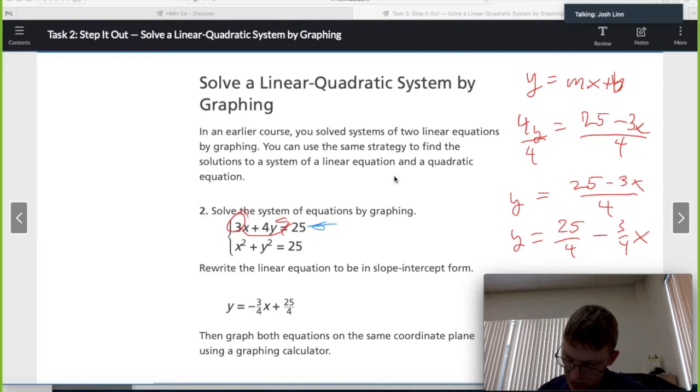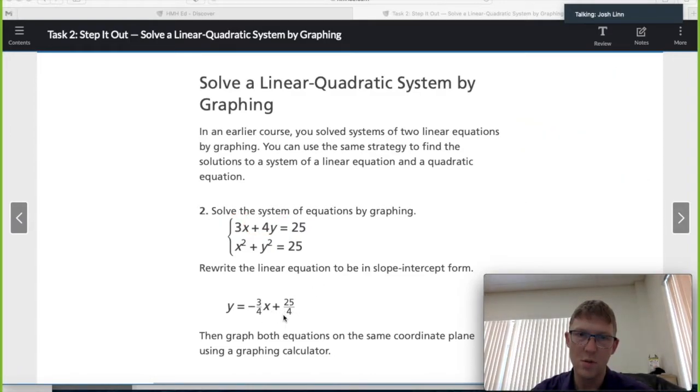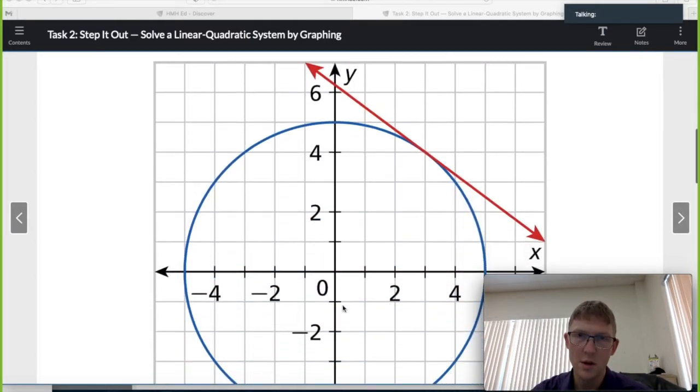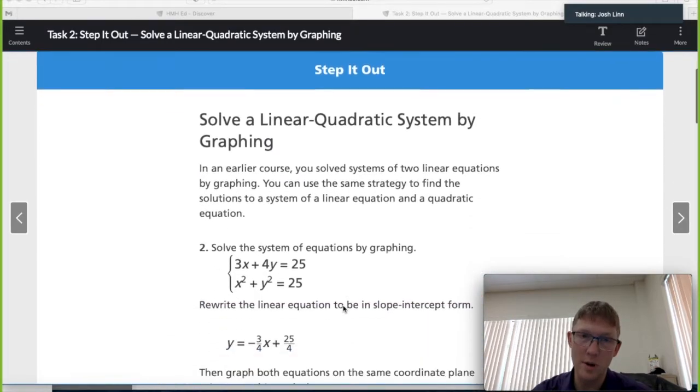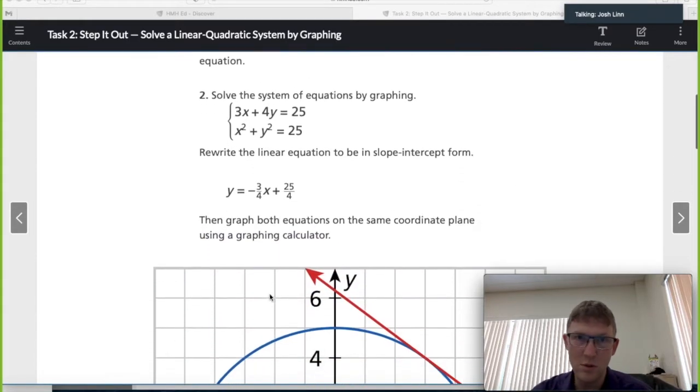We've got our slope. Ooh, I can change colors. We've got our y-intercept. And so we can graph that, right? So there we go. Also, if you don't remember, x squared plus y squared equals the radius squared of a circle. So that's how we would graph that.